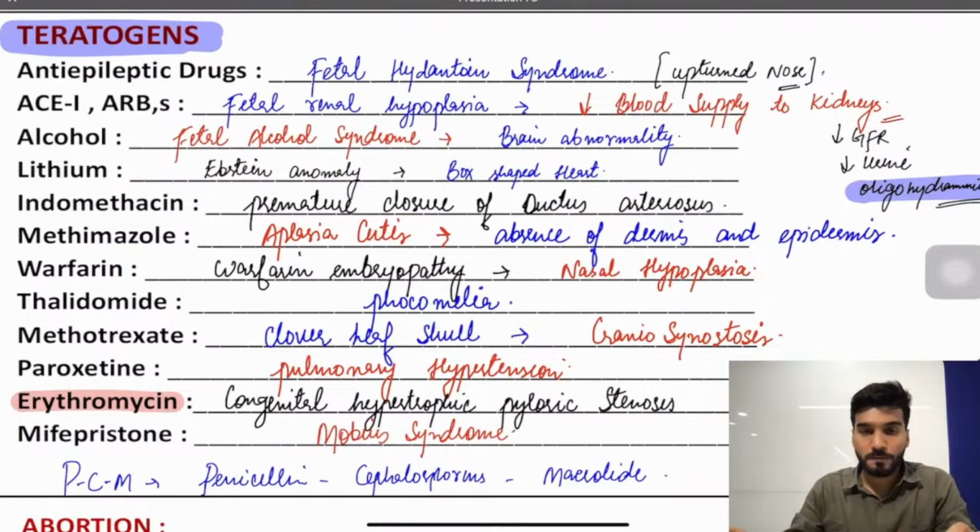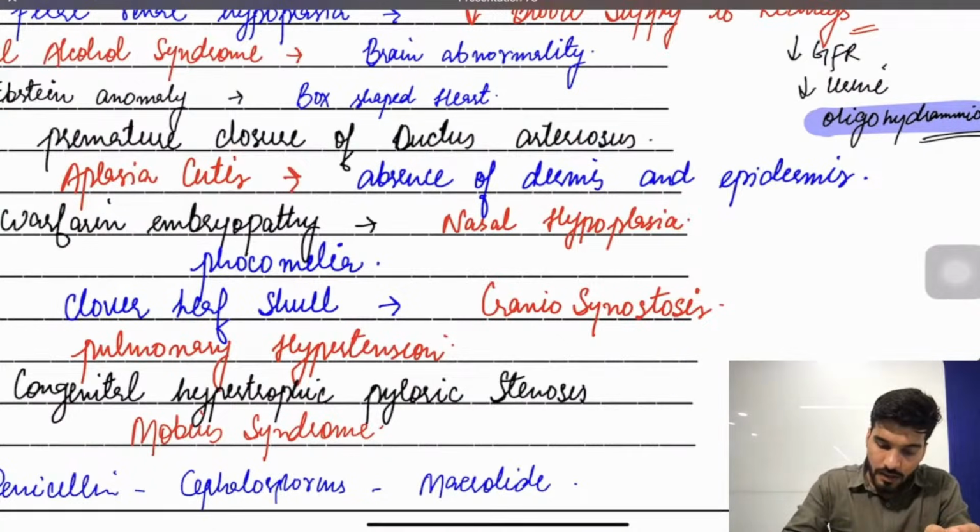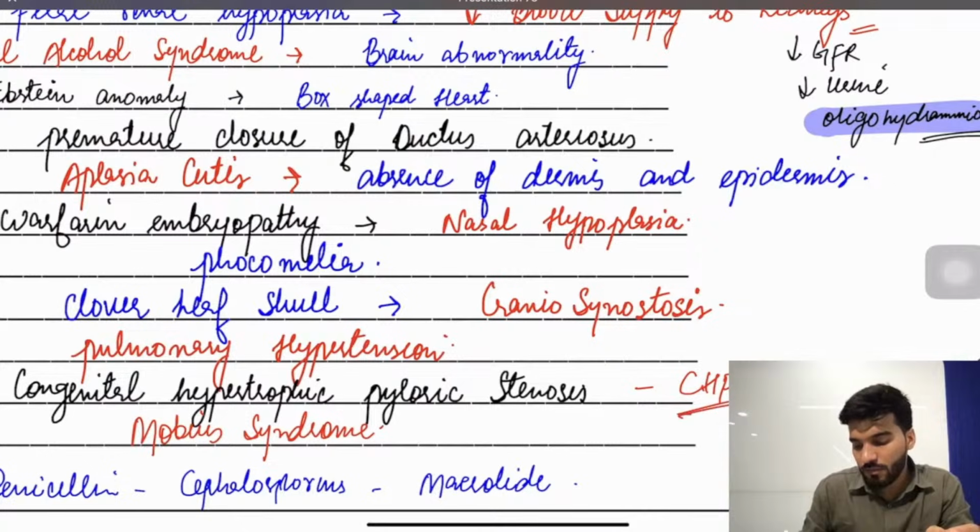Thalidomide will cause phocomelia. Methotrexate will cause clover leaf skull, craniosynostosis. Paroxetine will cause pulmonary hypertension. Erythromycin will cause congenital hypertrophic pyloric stenosis, CHPS. And mifepristone will cause Mobius syndrome.